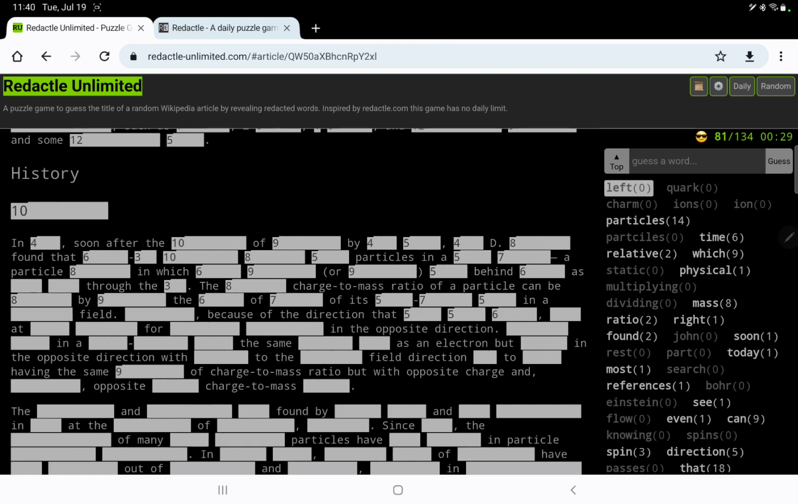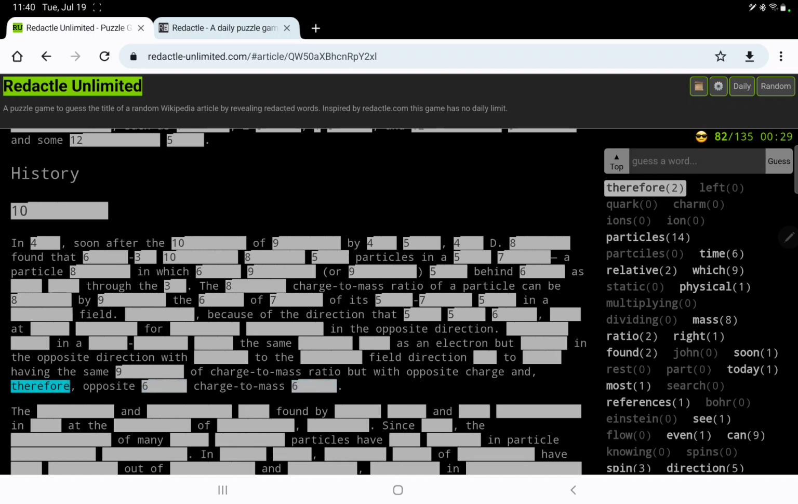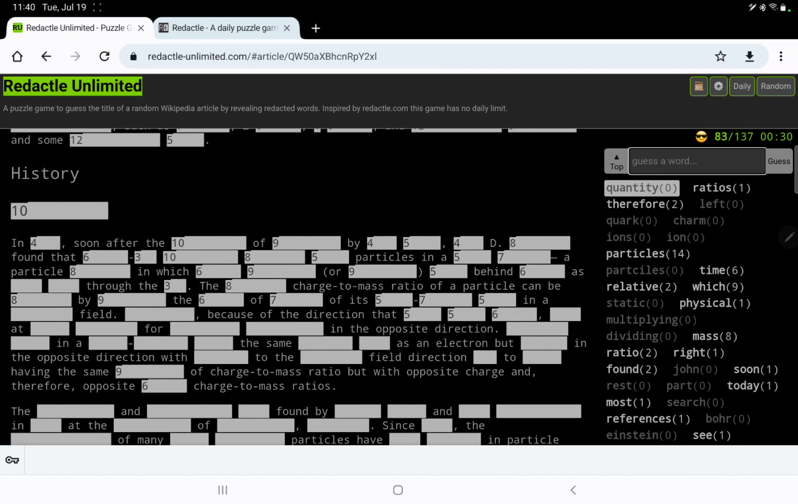Having the same something of charge to mass ratio, but with opposite charge, and therefore opposite something charge to mass. Maybe ratios, plural? Yeah, okay. But that's the only occurrence of that. Having the same amount, but a fancy word for amount, 9 letters. Quantity, no, that's only 8. How about quality? No.